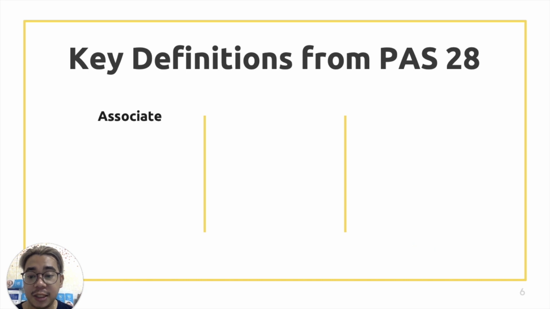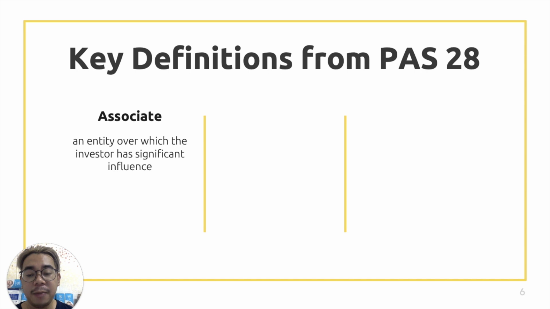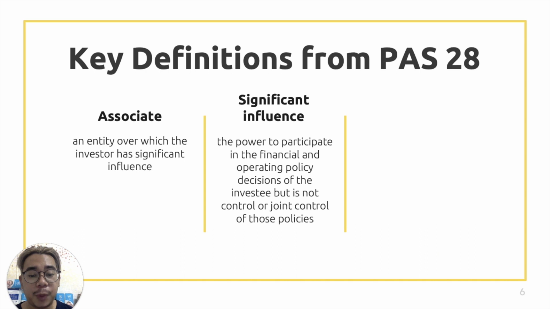First is associate. What is an associate? It is an entity over which the investor has significant influence. So, when you have significant influence over another entity, that entity is your associate. So, what is significant influence then? Take note, this is the power to participate in the financial and operating policy decisions of the investee but is not control or joint control of those policies.